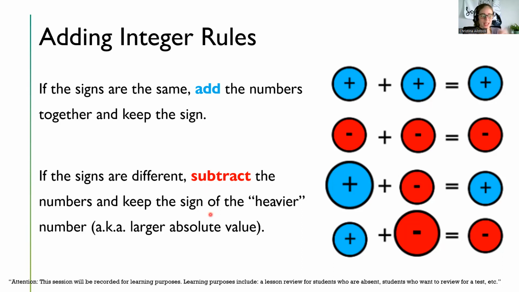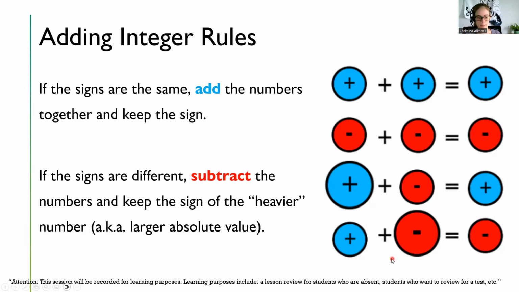But then the trick comes into play is, what's our answer going to be? Will our answer be positive or negative? Well, you keep the sign of the heavier number. Another way to say that is the larger absolute value. So if we look at our pictures here, they help us. If we're adding two numbers together and we have a really large absolute value, a really heavy number that's positive, and we're adding a smaller negative, we're taking that negative away. So we're going to subtract in our minds, but our answer will still be positive because the positive outweighed it.